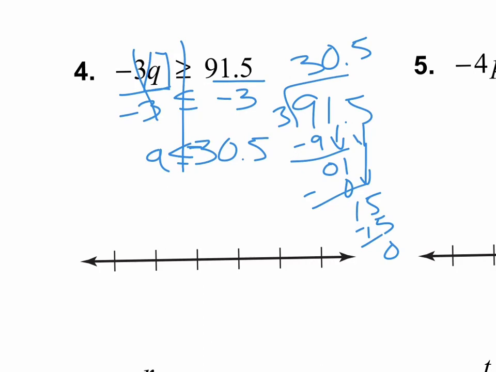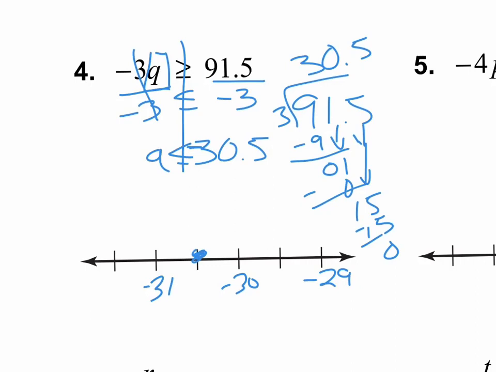Since it's a half, I'm going to do negative 30 here and negative 31 here, because I know negative 30.5 would go in between those two. It's q, and it has the equal sign, so I'm going to put a closed dot. Then if I wanted to, I could continue this.